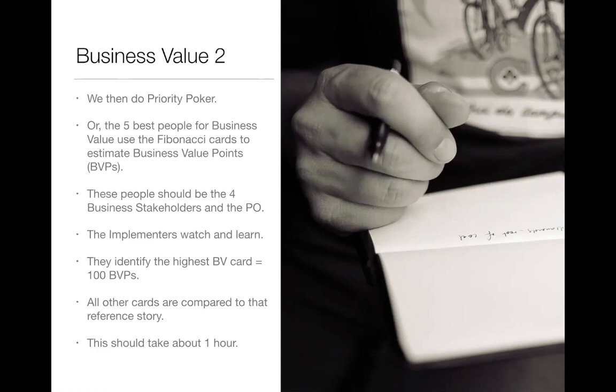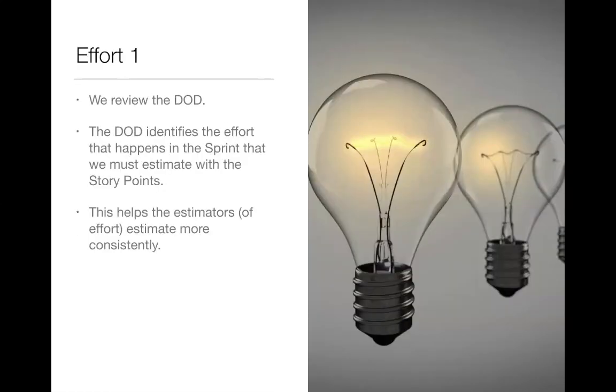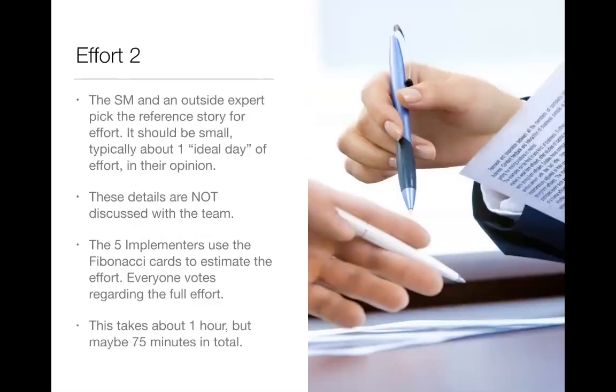Okay, now we talk about the effort. So we've got 2 slides on the effort. The first thing is we review the definition of done. The DoD, or why are we doing this? The DoD identifies the effort that happens in the sprint, and that's the effort that we're going to be estimating with the story points, which is what we're going to do next. So this helps the estimators estimate more consistently, or maybe you may just say better. Okay, then we get the right people to start to do the effort estimation, that is to say, the implementers.